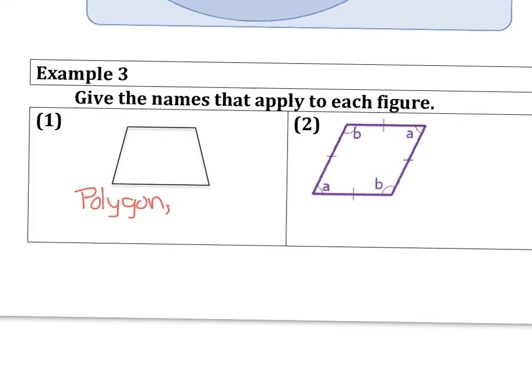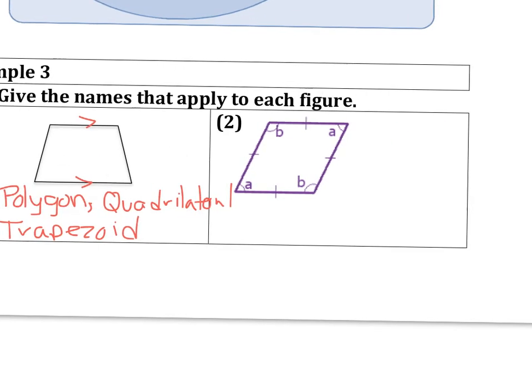Then I know polygons are classified by their number of sides. So when I see that this has 4 sides, I know I can identify it as a quadrilateral. I then know that quadrilaterals can be classified based on their number of pairs of parallel sides. I can see that this figure has 1 pair of parallel sides, which makes it a trapezoid. And once I identify a figure as a trapezoid, it cannot be any other quadrilateral. So that is it.